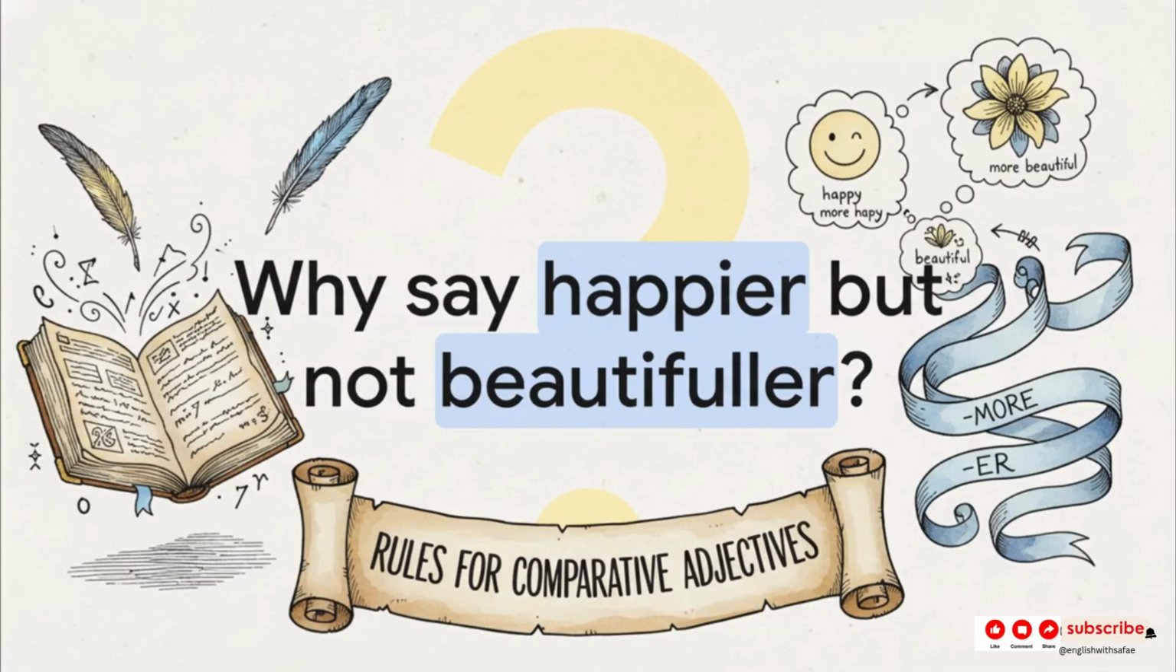So, have you ever been writing something and just stopped, wondering about this exact thing? It's a classic grammar puzzle that messes with pretty much everyone, even native speakers. Why does happy turn into happier, but beautiful needs more beautiful? It feels kind of random, doesn't it? But there is a system to it. And by the end of this, you're going to have it all figured out.